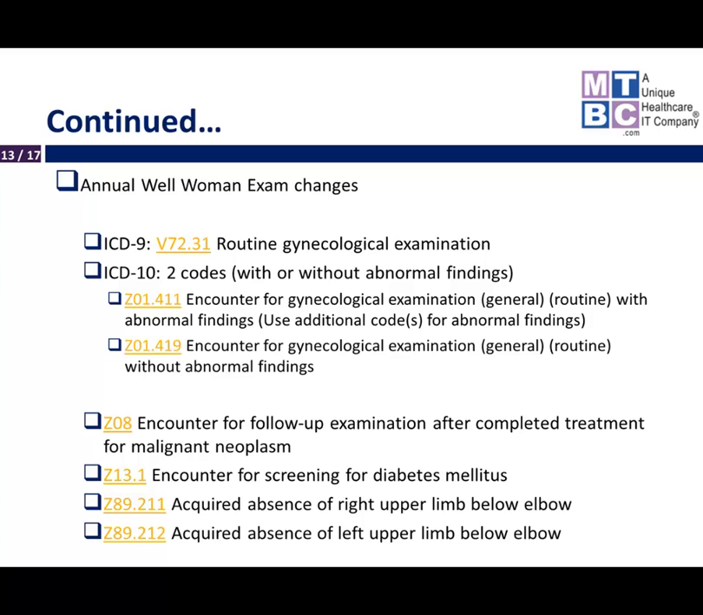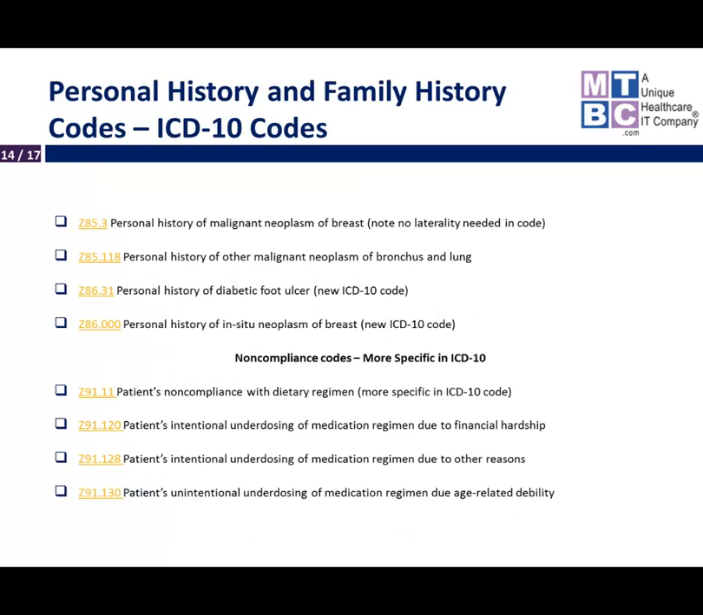And then new, of course, is the acquired absence of amputees. It was very, very generic in the ICD-9 world. But now you can get very specific. You don't have to, but you can, and it obviously is more clear. So you could specifically say the right or left upper limb below elbow. There'd be specific codes for that. History and family history codes, not much change.